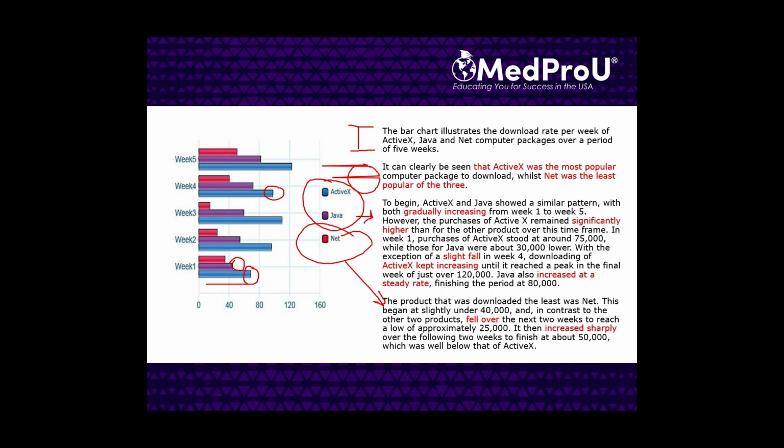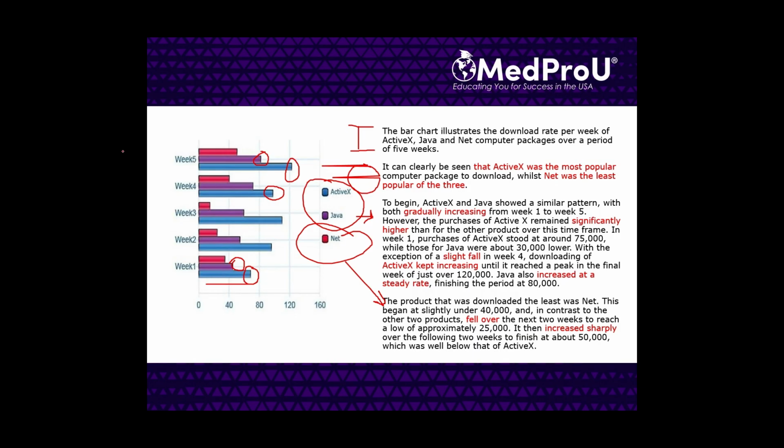Downloading of ActiveX kept rising until it reached a peak in the final week of just over 120,000. Okay, so we talk about the first week, the last week, and any significant week. And Java also increased at a steady rate, finishing the period at 80,000. So as you can see, we did not talk about week 2 and 3 because they are insignificant. We just talk about the first week, the last week, and any significant week.